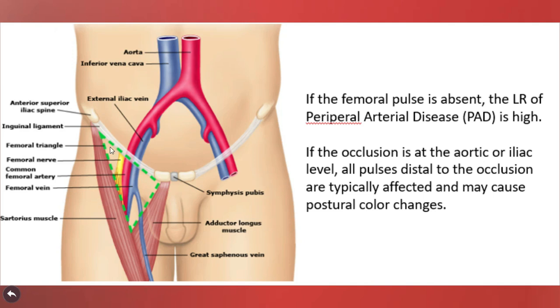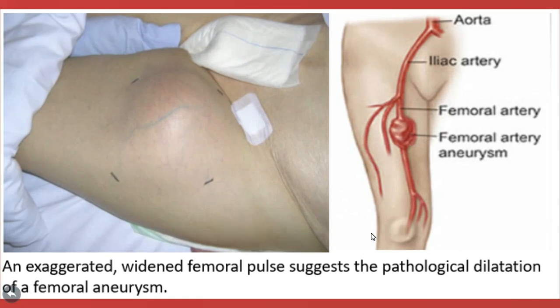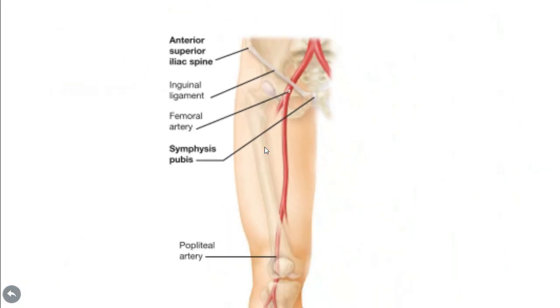So where can the occlusion be? It can be here, or it can be here, in the iliac artery. So they can have postural color changes. If you change the posture, there will be a change in color. If there is an exaggerated, widened femoral pulse, this is suggestive of femoral aneurysm.